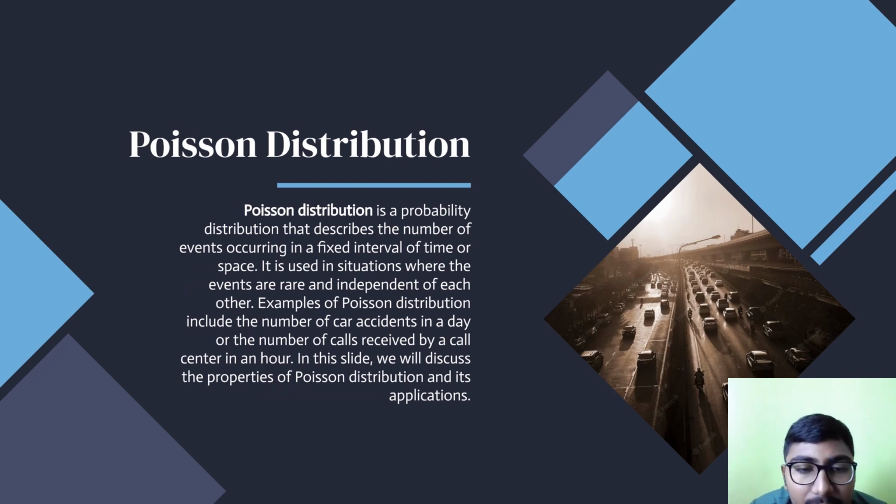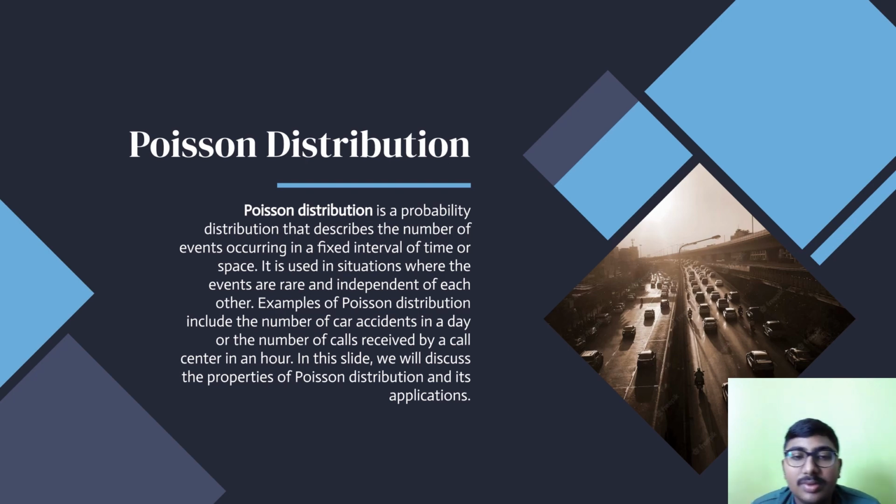The other part of the probability distribution is Poisson's distribution. Poisson's distribution is the probability distribution that describes the number of events occurring in a fixed interval of time or space. It is used in situations where the events are rare and independent of each other. Examples include the number of car accidents in a day or the number of calls received by a call center in an hour.